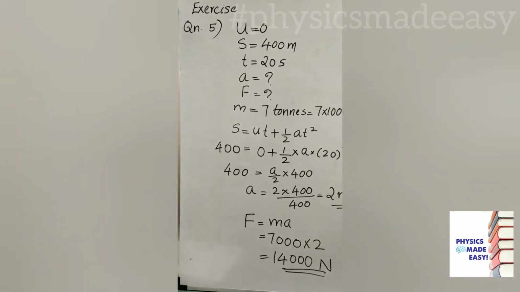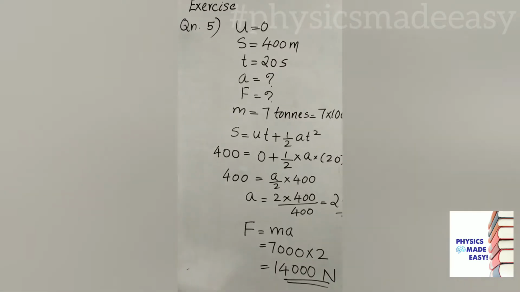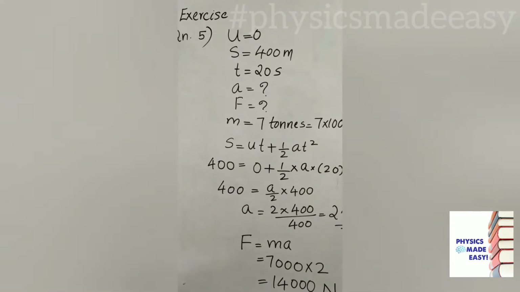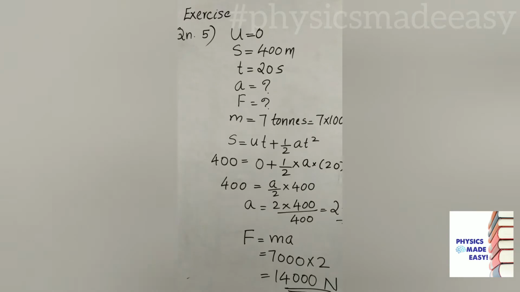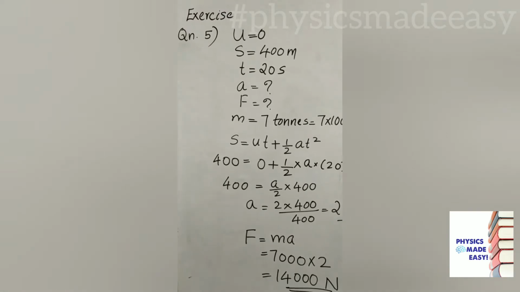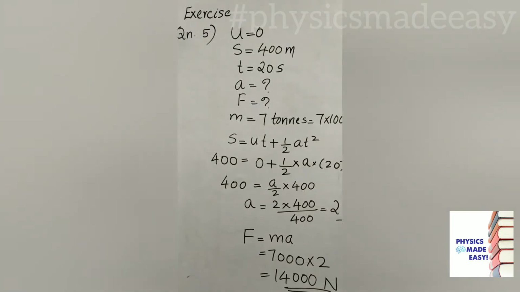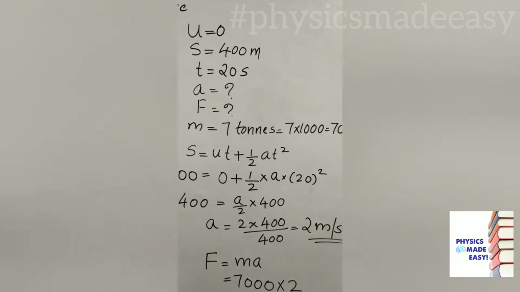Here the fifth question: a truck starts from rest and rolls down a hill with a constant acceleration. It travels a distance of 400 meters in 20 seconds. Find its acceleration, and find the force acting on it if its mass is 7 tons. In that bracket it is also given that 1 ton is equal to 1000 kilogram.